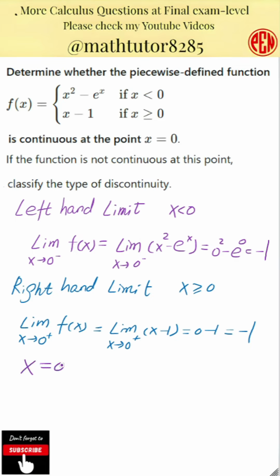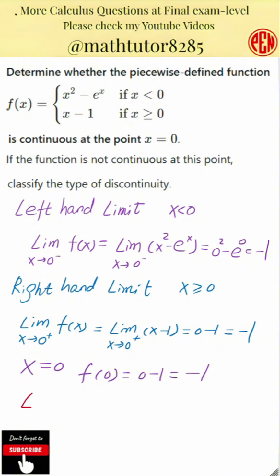Next step is to evaluate the function exactly at x equals 0. Since 0 is in the domain where x is greater than or equal to 0, we again use the second part, x minus 1. Plugging in 0 gives 0 minus 1, which is again -1.